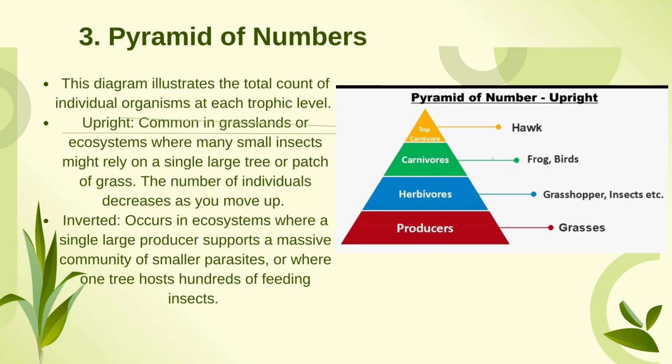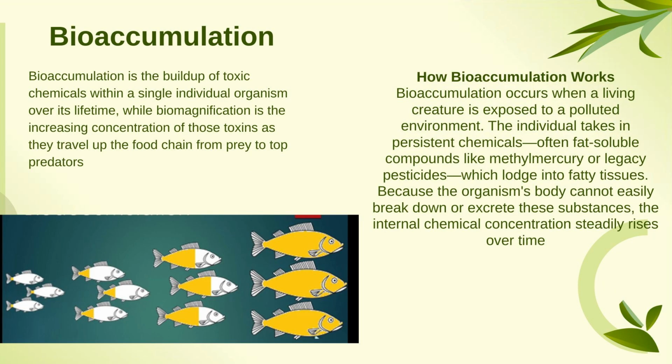You can see the upright pyramid given here in the diagram. The producers will be the grasses, the herbivores, that is grasshoppers, will be in the next level, carnivores, frogs and birds, will be in the next level, then the topmost or top carnivore will be the hawk or eagle. Then we have a most important topic which is mostly asked in the examination, that is bioaccumulation.